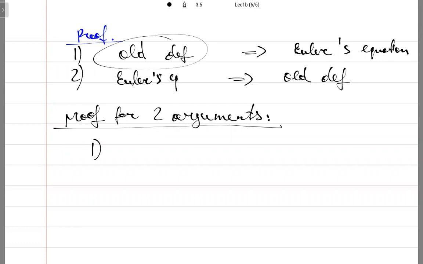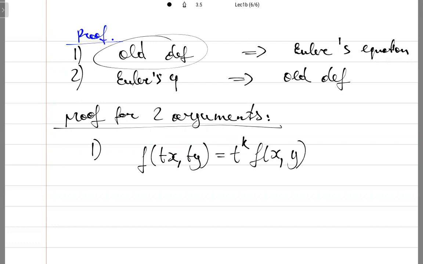So I have the old definition. So f of tx, ty is equal to t to the power k, f of x and y. And now we take the derivative not with respect to x, but with respect to t. So the derivative of the left-hand side with respect to t is equal to the derivative of the right-hand side with respect to t, because left and right side are identical.